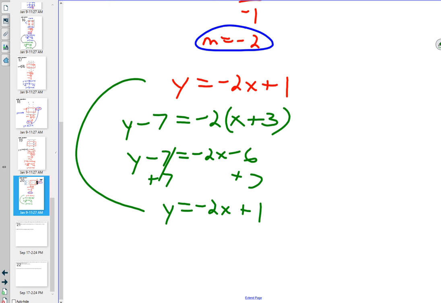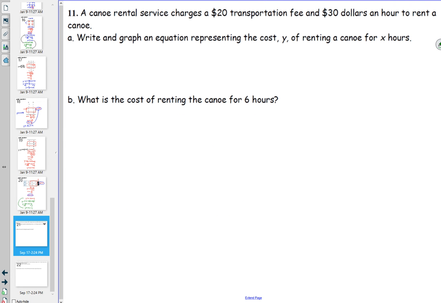There will not be any word problems on the quiz, but why not take an opportunity for word problems anyway? They love you though. Yes, word problems love you. A canoe rental charges $20 transport fee and $30 an hour. So this is similar to what we did before. The only difference is it's going to be 2 variables instead of 1. So they tell you to let cost be y, and let x be the hours. So they've defined the variables for you. So let's write and graph. We won't worry about the graph. Let's just at least write it.